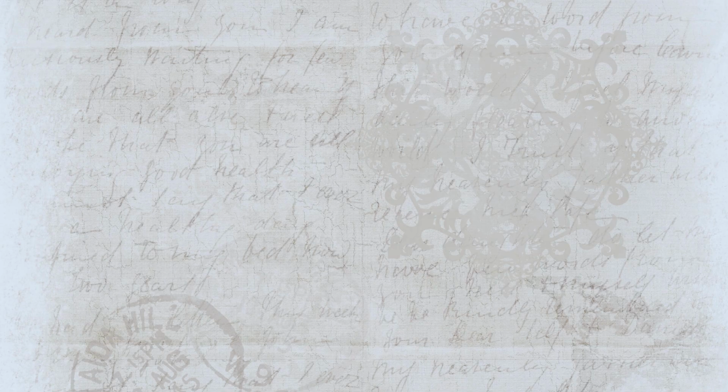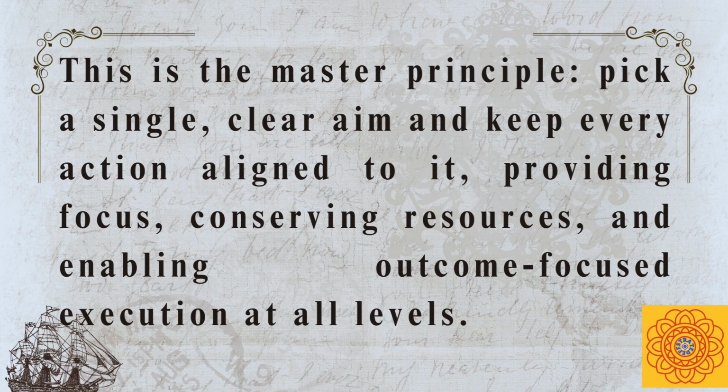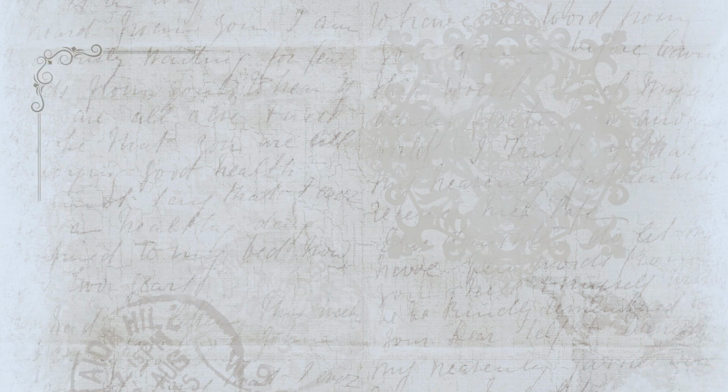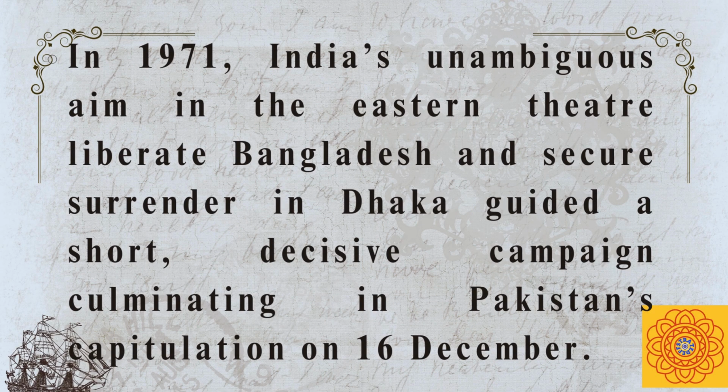This is the master principle. Pick a single, clear aim and keep every action aligned to it, providing focus, conserving resources, and enabling outcome-focused execution at all levels. In 1971, India's unambiguous aim in the Eastern Theatre, liberate Bangladesh and secure surrender in Dhaka, guided a short, decisive campaign culminating in Pakistan's capitulation on the 16th of December.